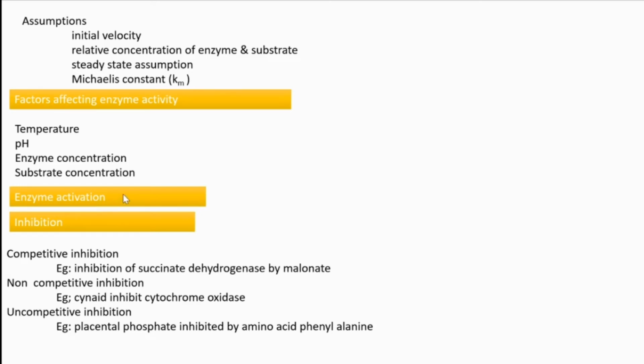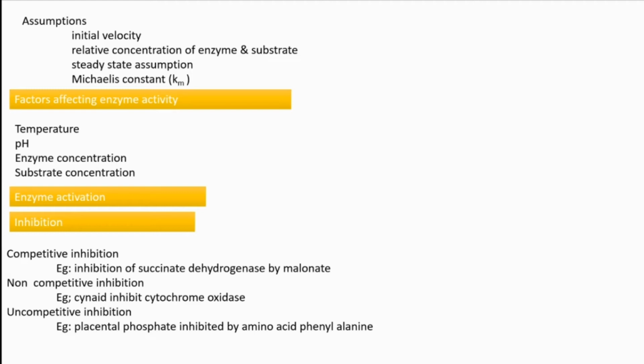Then we are going to see enzyme activation. What is enzyme activation? It is the action of activating or inactivating the enzyme. Then what are the strategies? Certain strategies are there. One strategy is that with the help of some ions, we can activate some enzymes. And also we can activate some enzymes with the help of factors called cofactors or coenzymes. These are the two strategies.